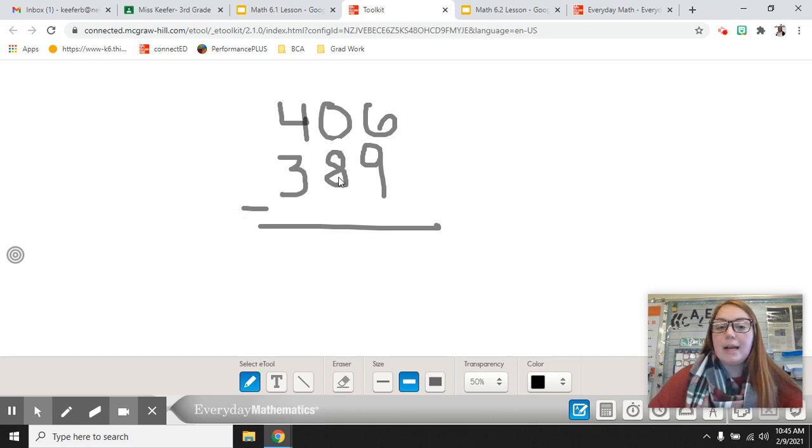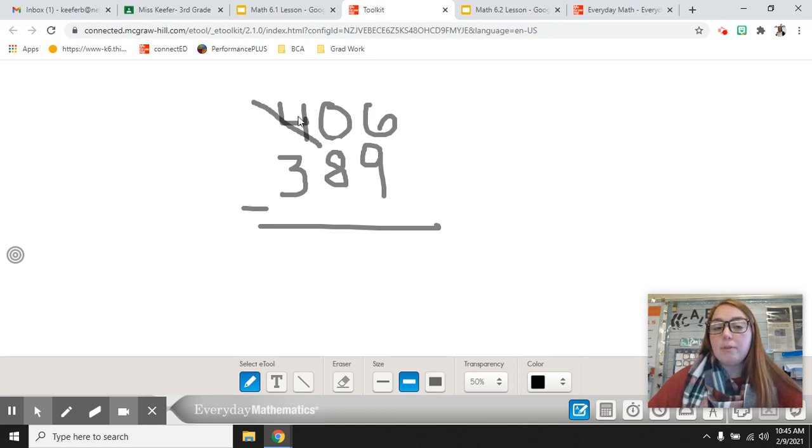So 0 minus 8. If I have 0 pencils, can I give you 8 of them? No. So our number on the top is less than our number on the bottom. So there's more on the floor, go next door and borrow 10 more. So what we need to do here is cross off our number 4 because it's not going to be 400 anymore.